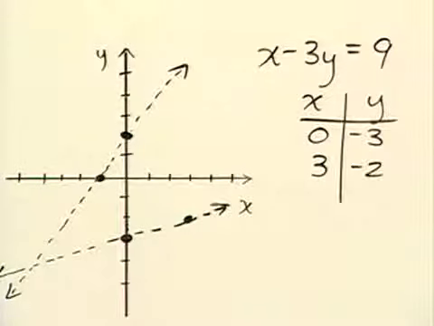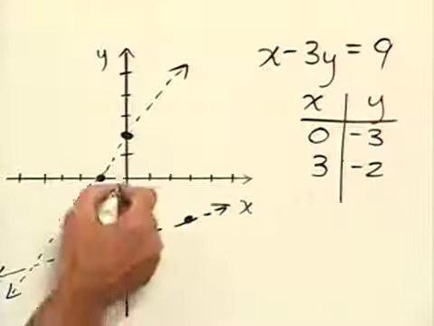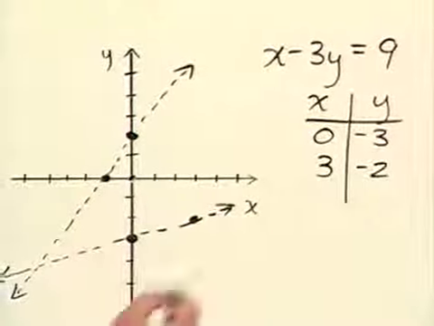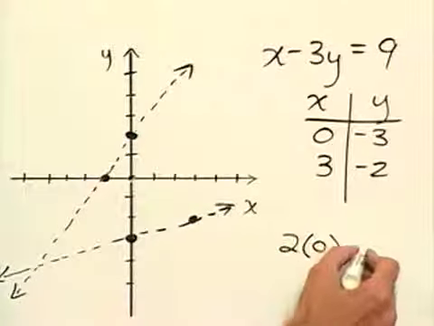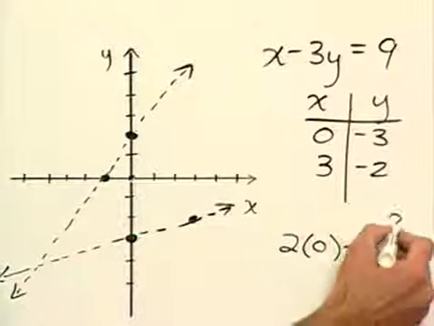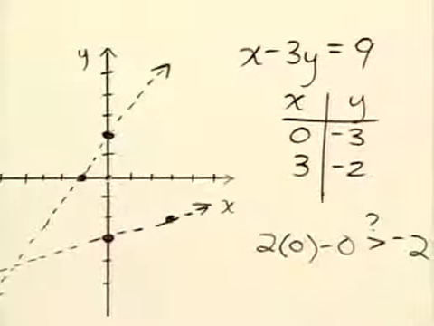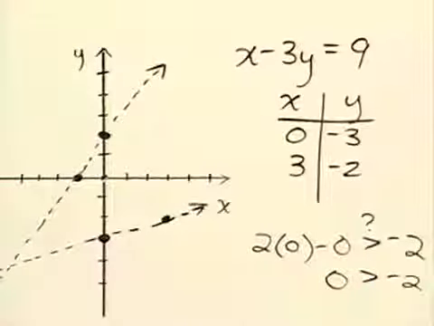Now, we have to determine which way to shade on these linear inequalities. So let's choose a test point for both equations and test it. If I choose 0, 0 for my test point for both equations, I will test it with an inequality. So if I go 2 times 0 minus 0, is that greater than negative 2 for our first equation? If we calculate that, we get 0 is greater than negative 2. And that is a true statement.